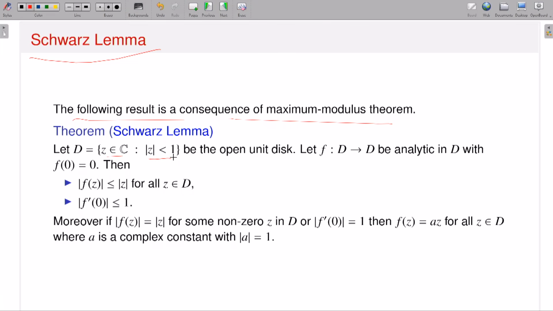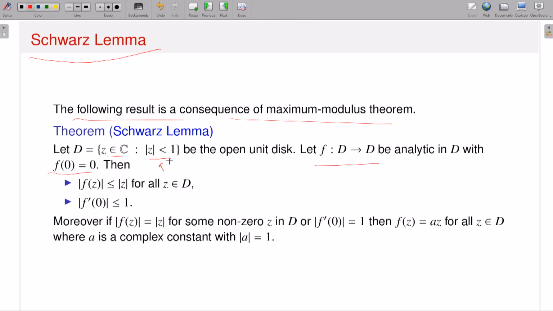Suppose this is an open unit disk, and suppose you have a function f from D to D which is an analytic function. So it is an analytic function on D but taking values in D also. That is very important. With the fact that f vanishes at 0. Of course 0 belongs to that set because it is an open unit disk with center 0, radius 1.